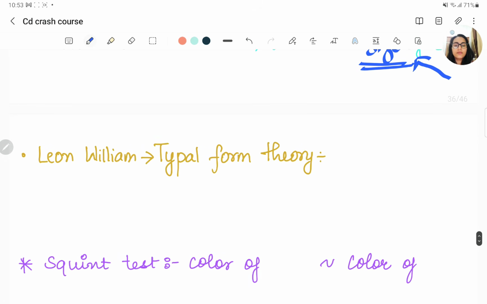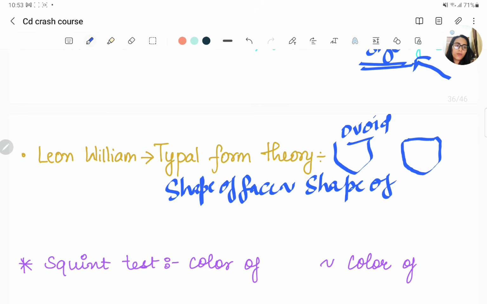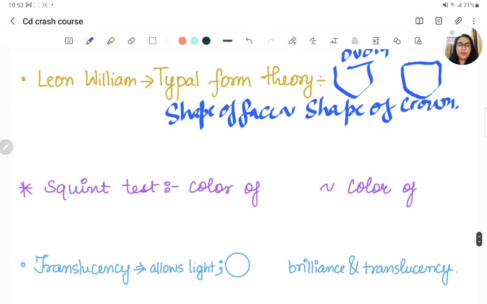Leon Williams gave the typal form theory. Based on the form of the face, suppose a person has an ovoid face. In that particular case, we are going to give an ovoid kind of crown. So the shape of the face is equivalent to the shape of the crown or the shape of the teeth which we give, according to the typal form theory.